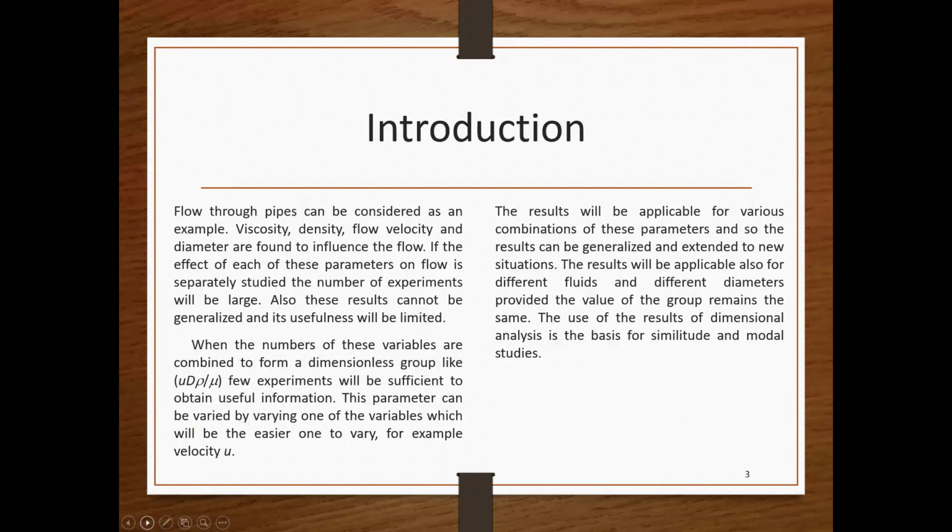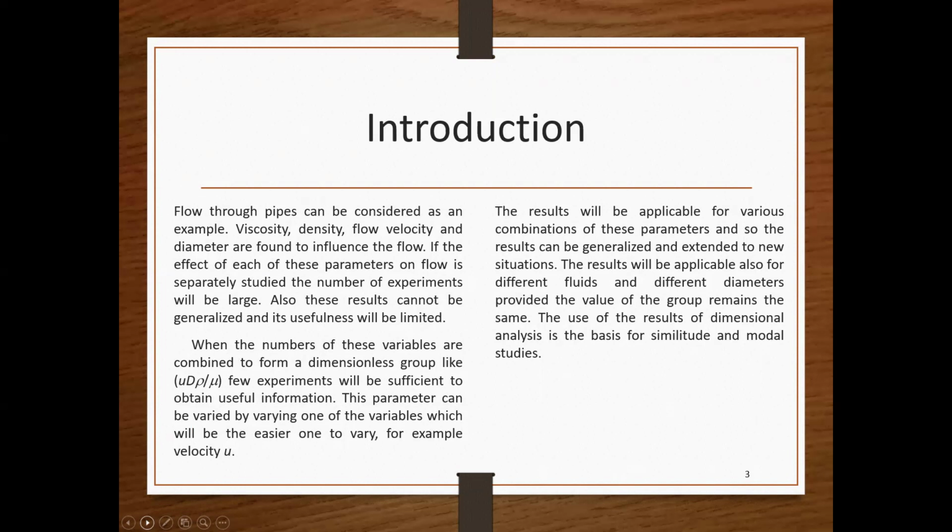Flow through pipes can be considered as an example. Viscosity, density, flow velocity, and diameter are found to influence the flow. If the effect of each of these parameters on flow is separately studied, the number of experiments will be large. Also, these results cannot be generalized and their usefulness will be limited.